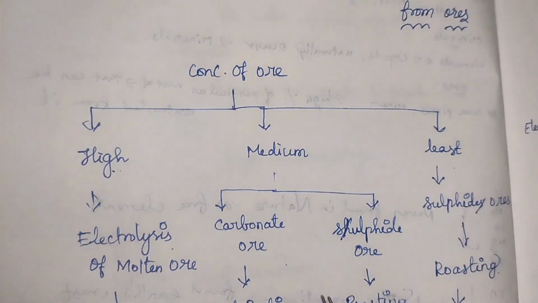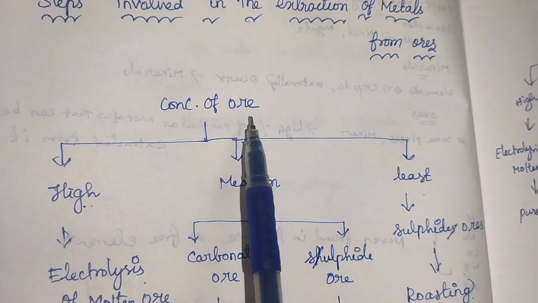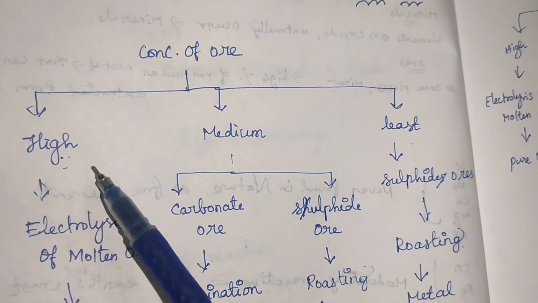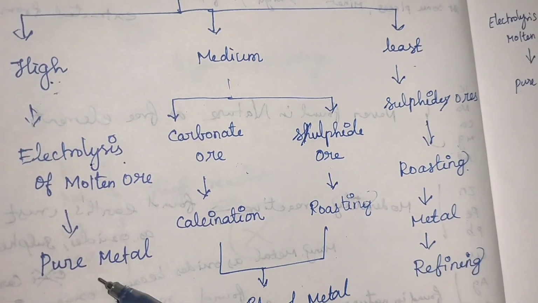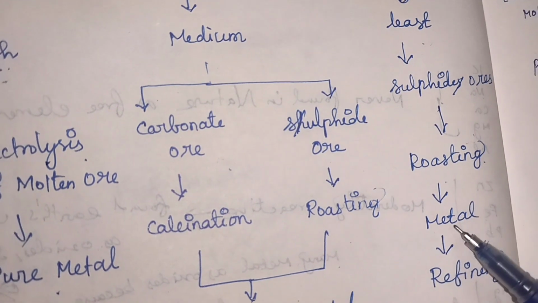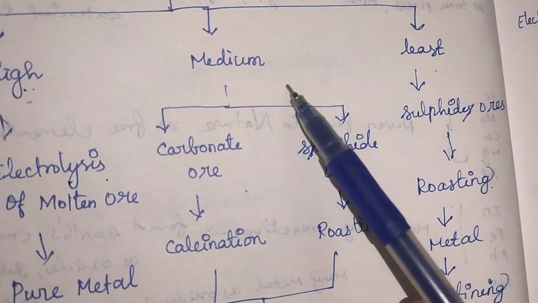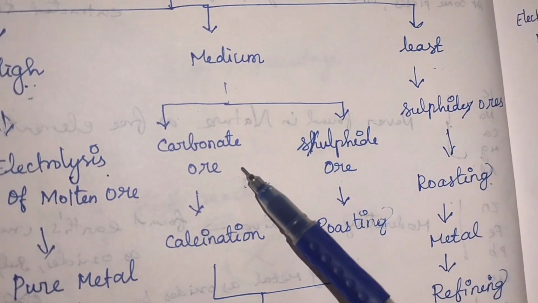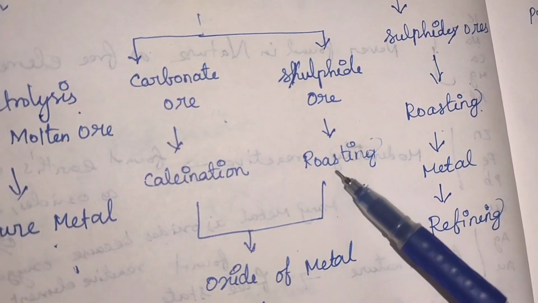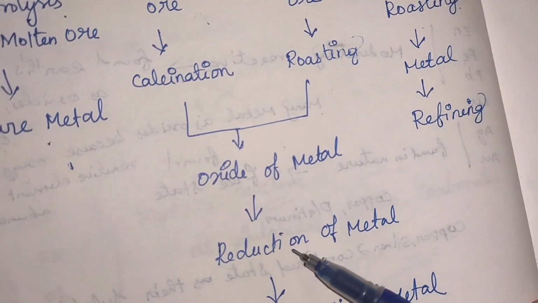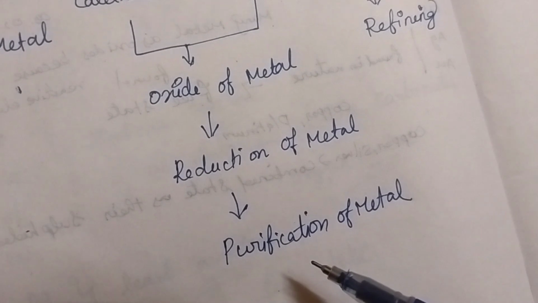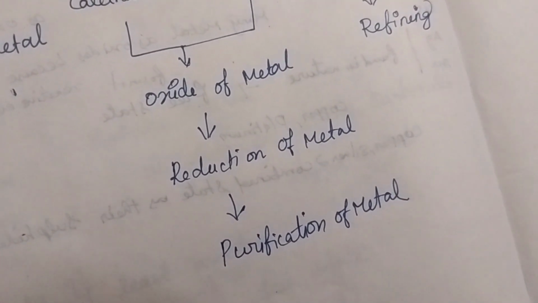So again I will repeat completely. Concentration of ore, 3 types of metals: high reactive, medium reactive, least reactive. For high reactive, the electrolysis process, after that we get pure metal. For least reactive, sulfide ores, we do the roasting process, then metal, then refining. And medium reactive, carbonate ore and sulfide ore. For carbonate ore we do calcination, for sulfide ore we do roasting. After that we get the oxide of the metal, then reduction of the metal, and then purification of the metal. Finally we get the metal.